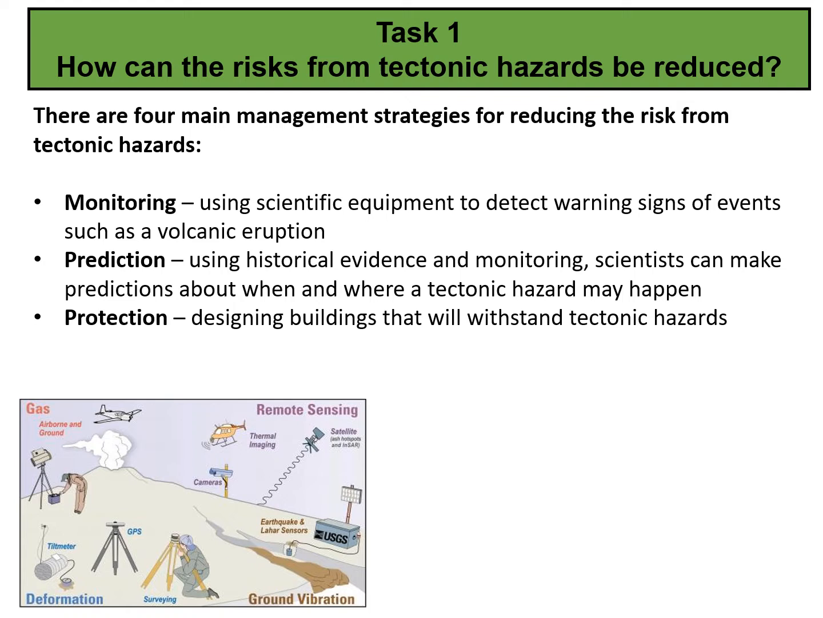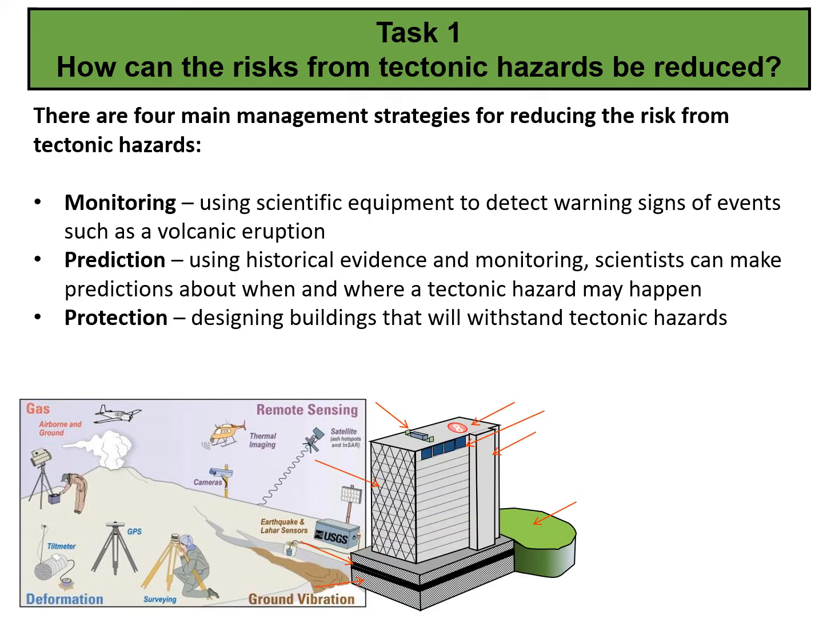The next one then is protection. Protection is to design buildings that will withstand tectonic hazards, and that's what we're going to look at in task 3. What we do to make buildings earthquake resistant is what we're going to focus on, so we're going to annotate this diagram. And then the final one is planning, so identifying and avoiding the places most at risk.